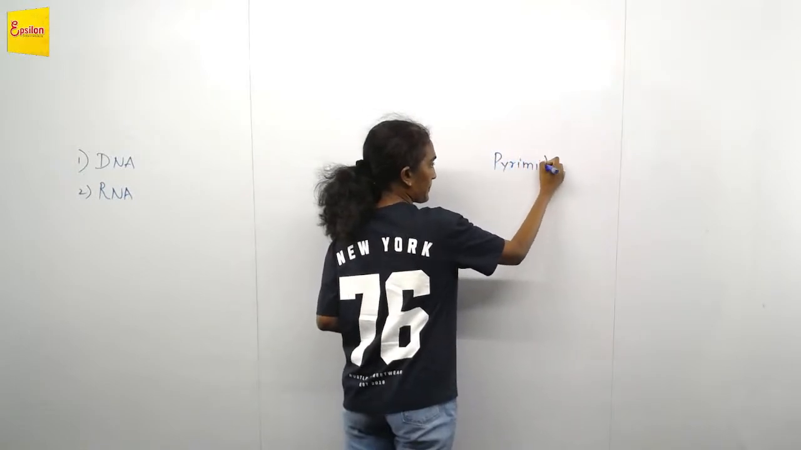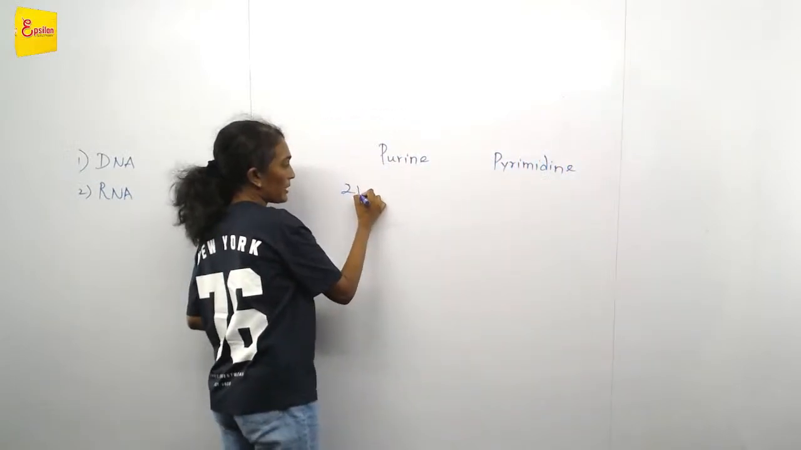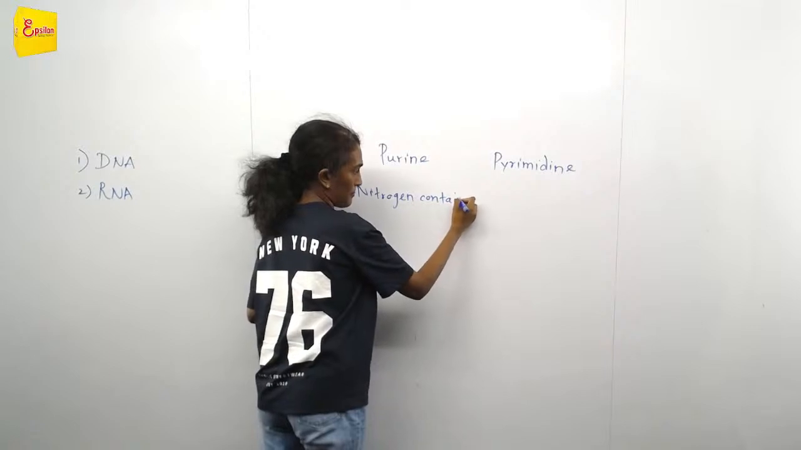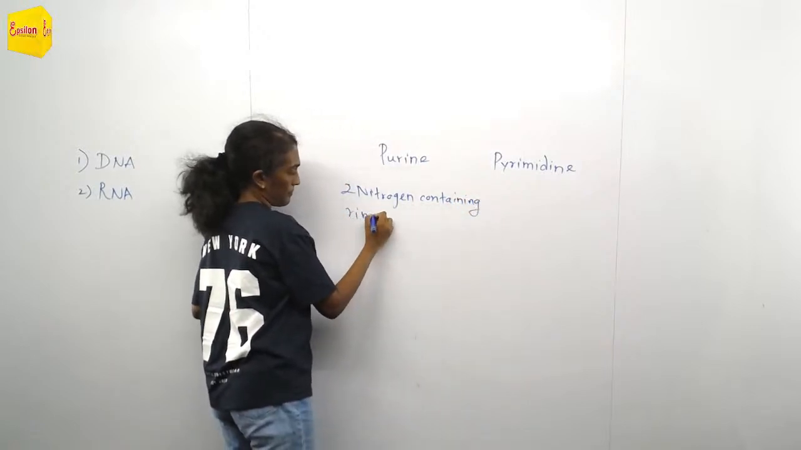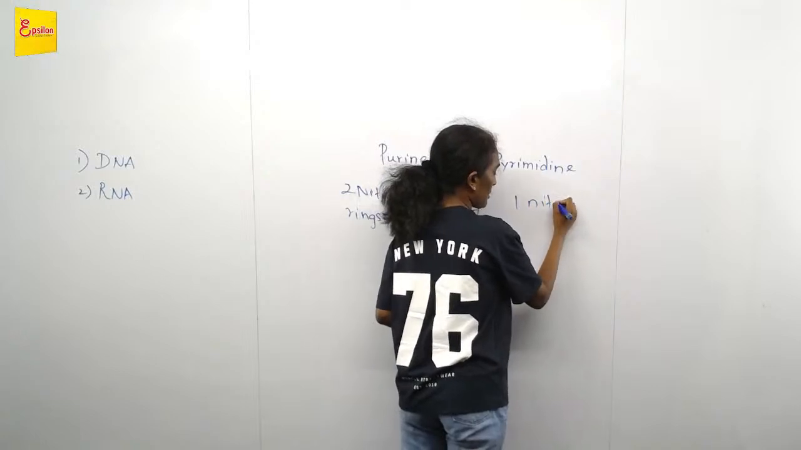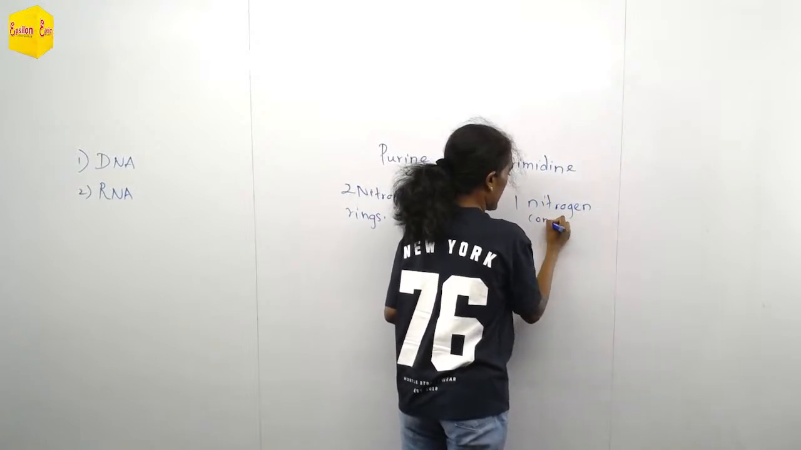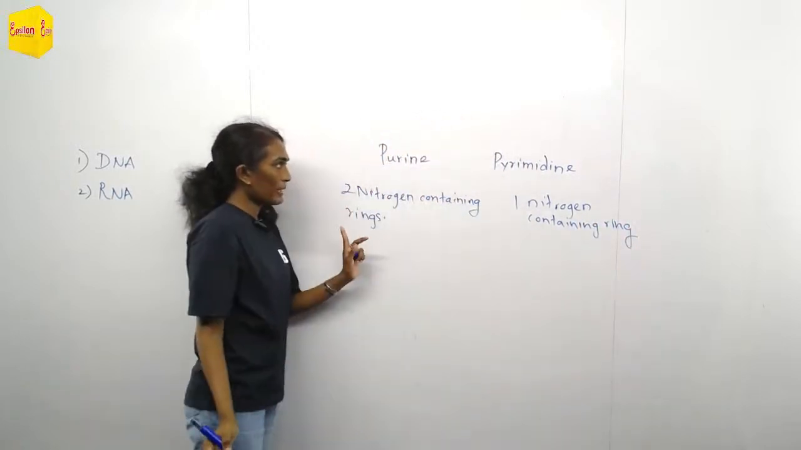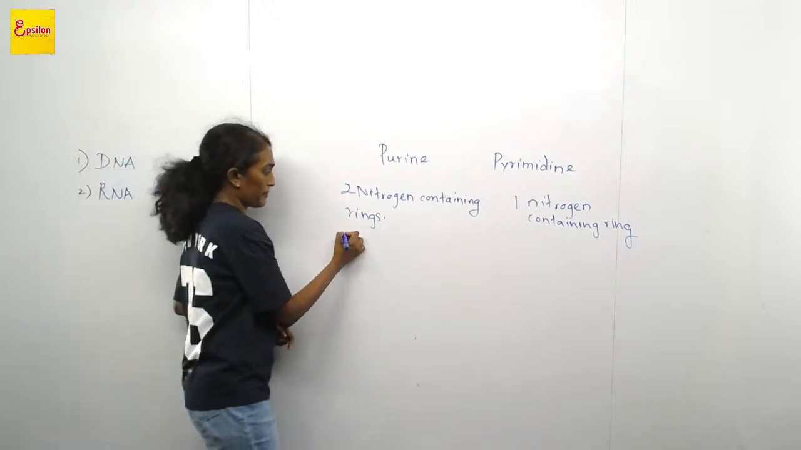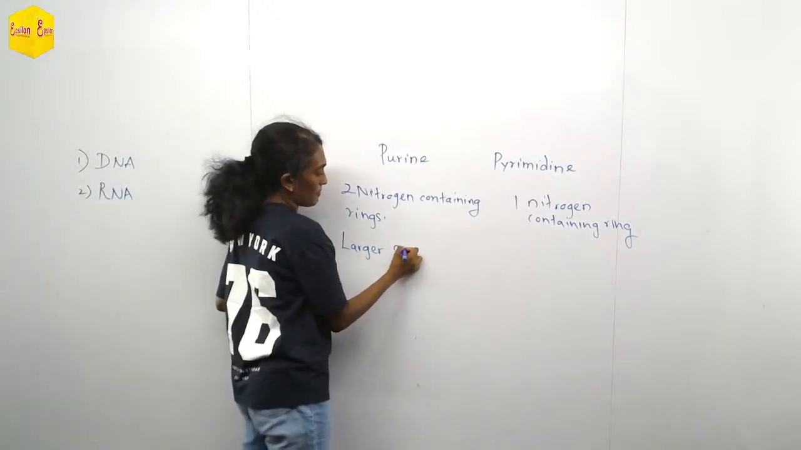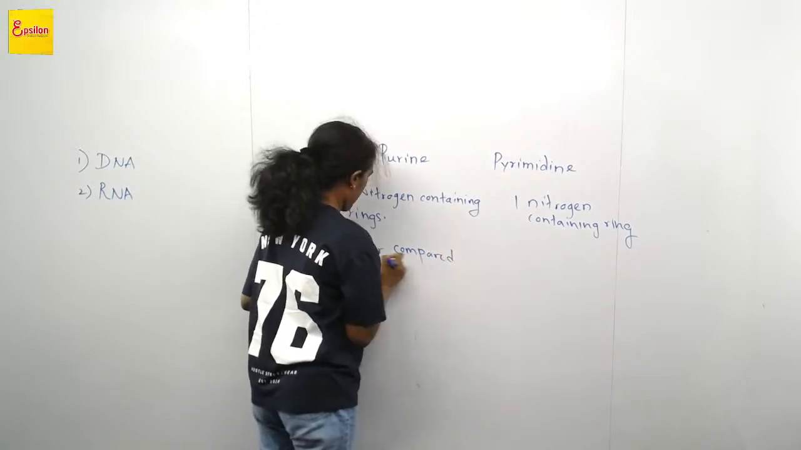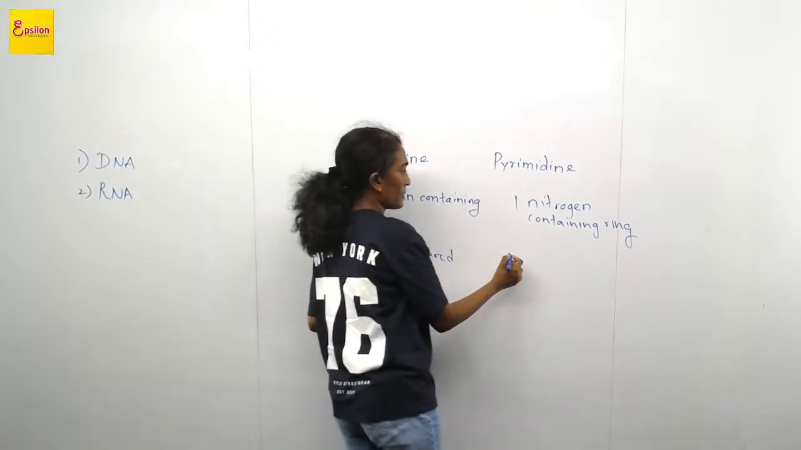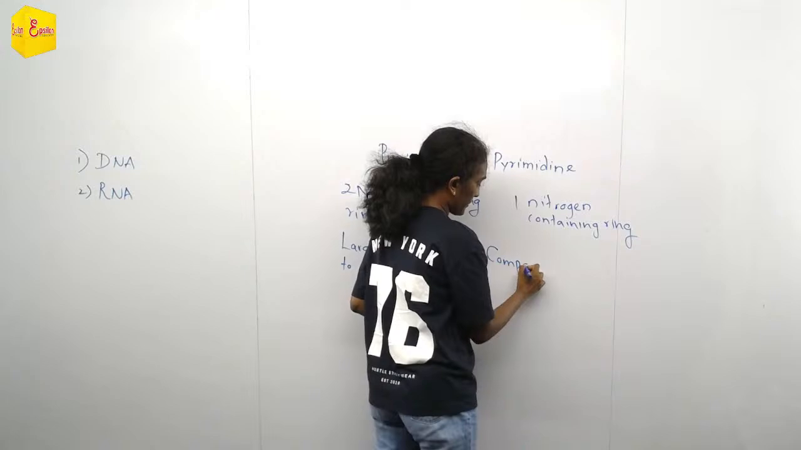Two nitrogen containing rings are there in purines, no? Here it is one nitrogen containing ring. Comparatively, purines are larger. This one is comparatively smaller.